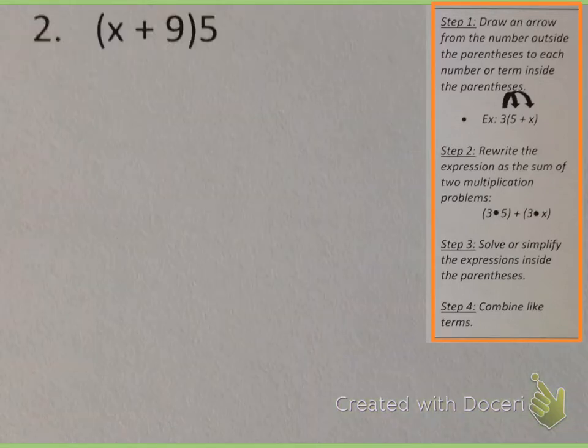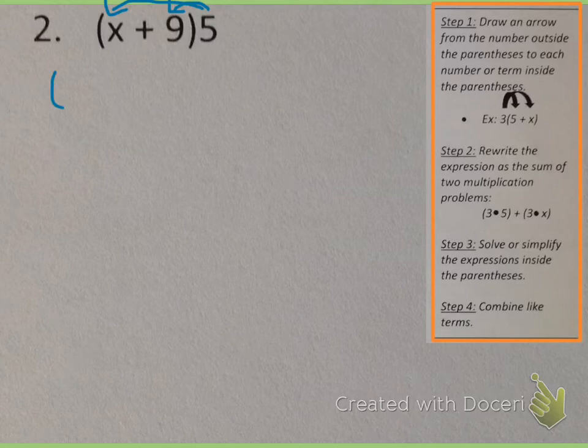Now, even though this problem looks a little bit different, we really aren't going to do anything different. We're going to solve it exactly the same way. We're still going to draw an arrow from the number outside the parentheses to each number or term inside the parentheses. The only difference is the arrow is going the other way, but it still means the same thing.